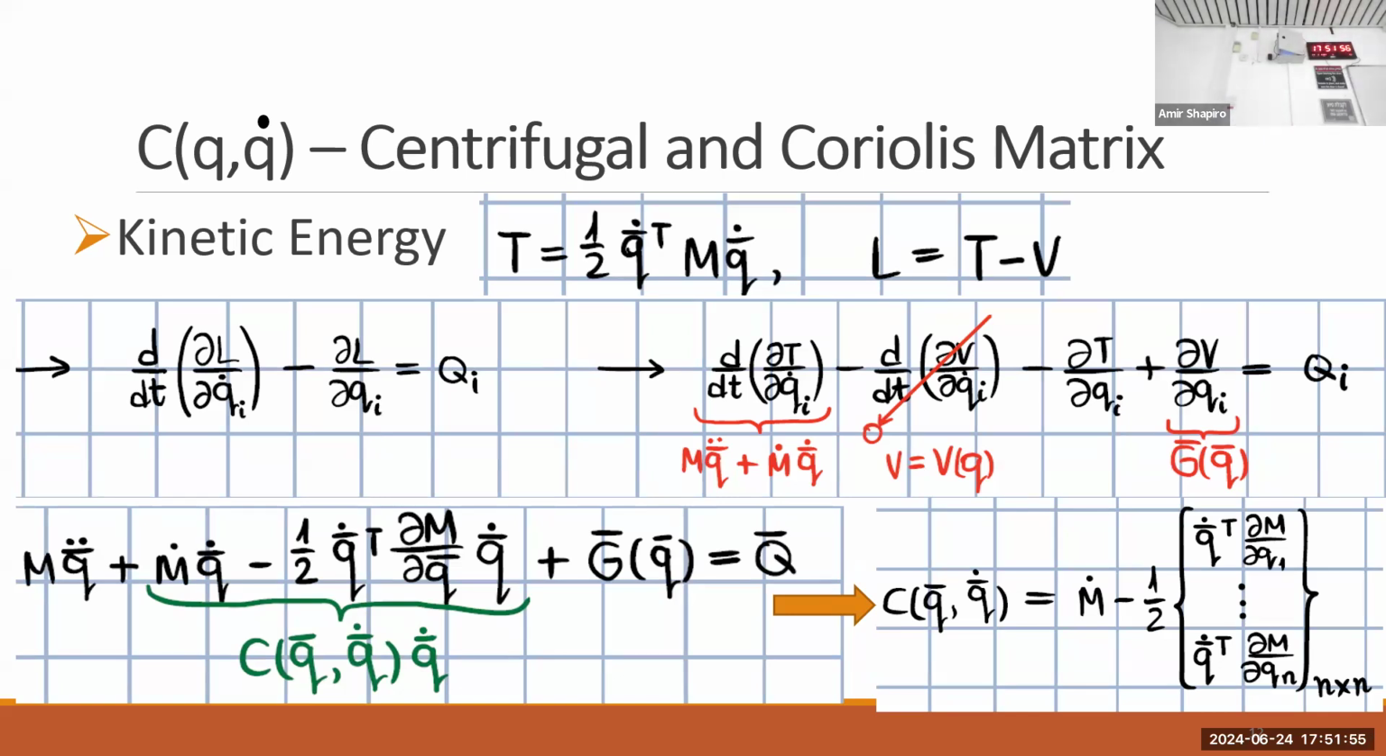So I can conclude that C of Q and Q dot is simply N dot minus half Q dot transpose dm dq1 through dm dqn. And this I know how to do, because this is a derivative matrix with respect to q1, q2, qn. Every time this is a matrix times a vector, so it's a row vector, and therefore this is an n by n matrix. Okay, this is how I can compute the Coriolis and centrifugal forces.